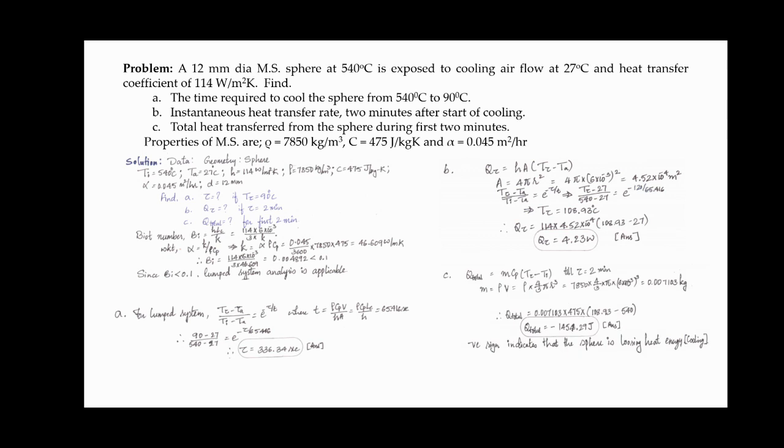Now I need to find out the total heat transferred from the sphere during the first 2 minutes. So for that, equation is Q total is equal to m Cp into T tau minus Ti till tau equals 2 minutes. Again for this I need T tau and I need mass of the sphere. So mass is given by rho into V, that is density into volume, and for a sphere volume is 4 by 3 pi r cube.